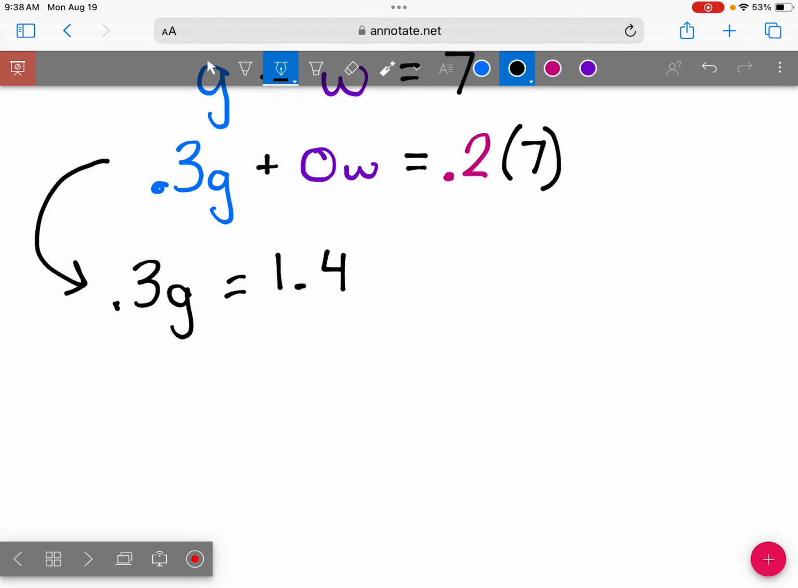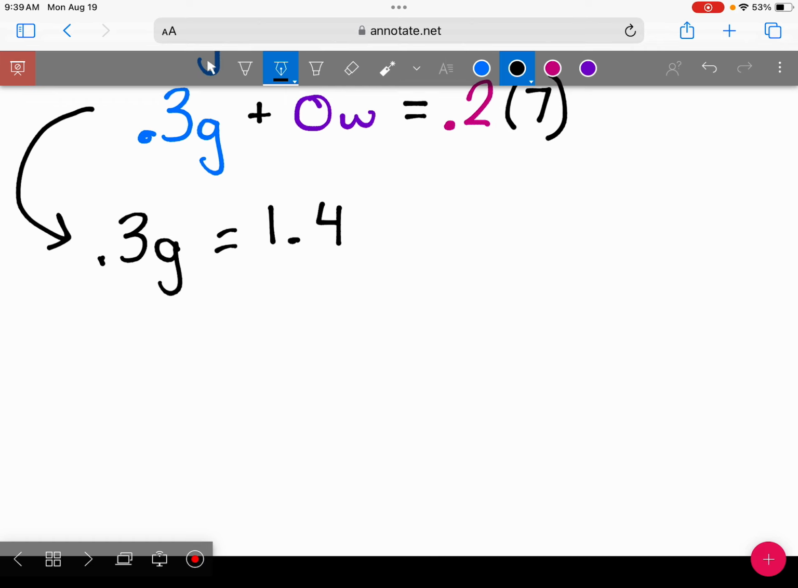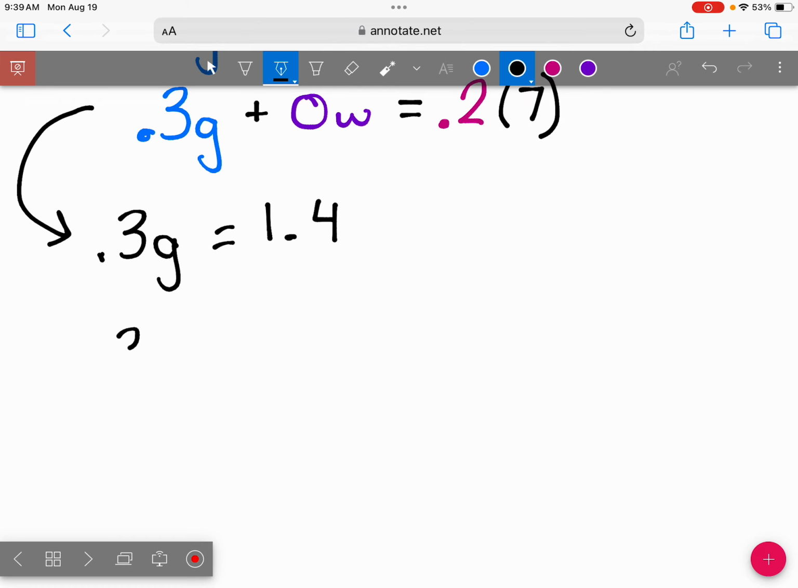We might see this and go, ew, that's a lot of decimals. If you want to get rid of the decimals, multiply both sides by 10. If you hate decimals, which a lot of us do, but not everybody, you could make this 3G equals 14. Absolutely fine. What's G going to equal? 14 over 3.